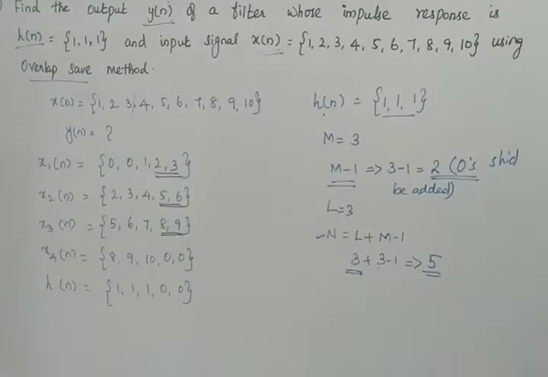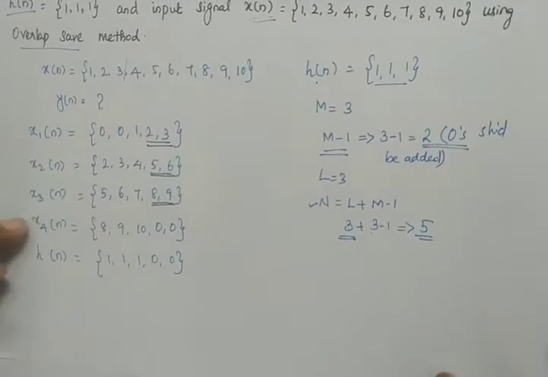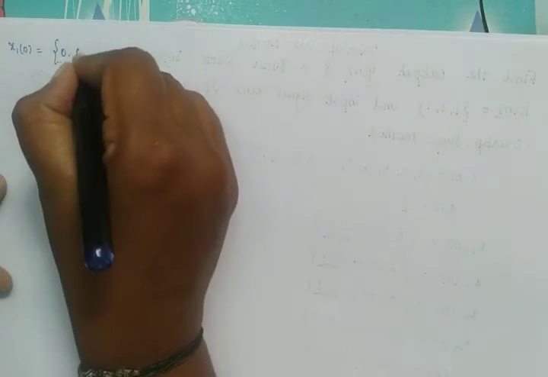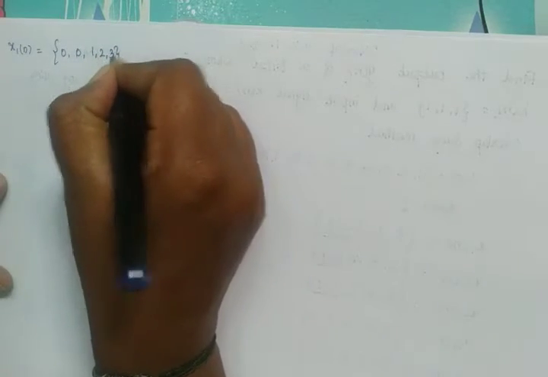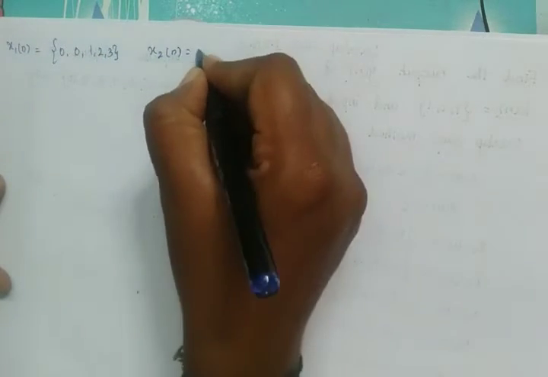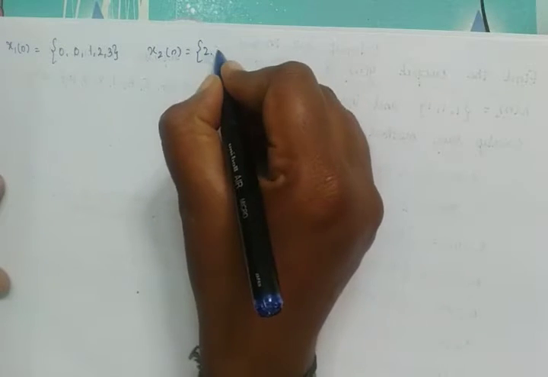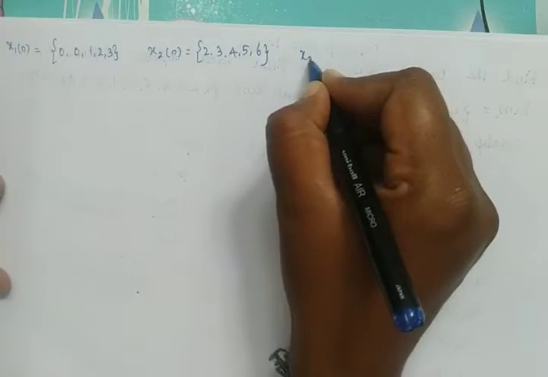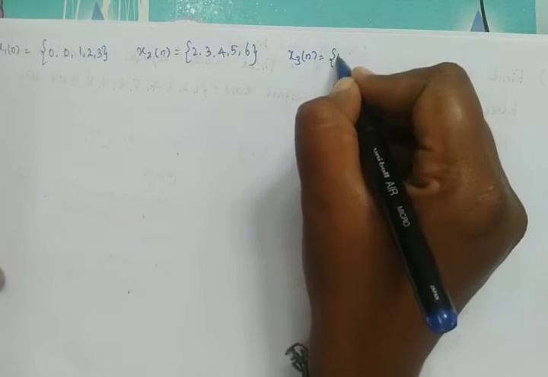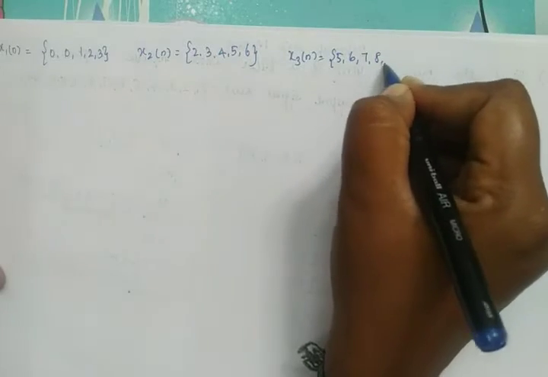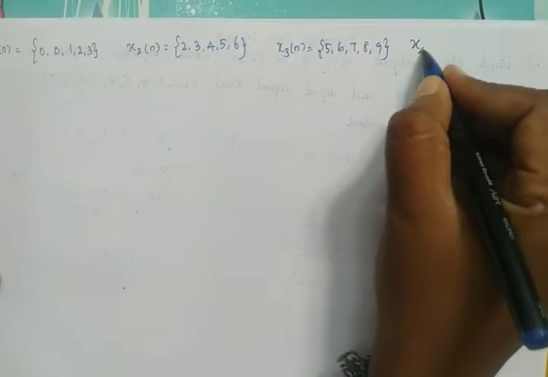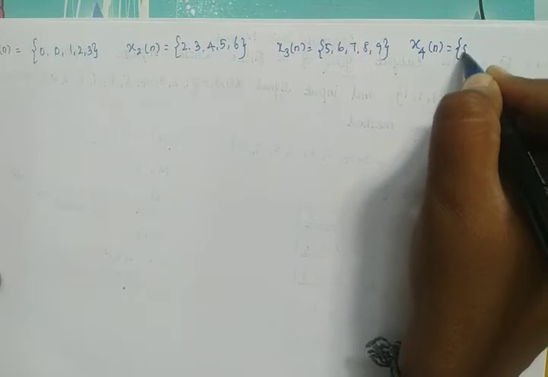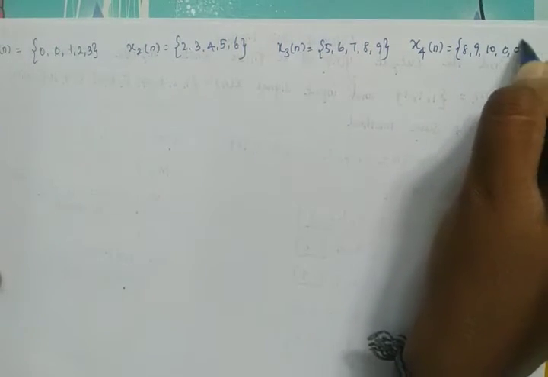Then the next one, let us write this x1, x2, x3, x4. That is x1 of n. What is x1 of n? It is equal to 0, 0, 1, 2, 3. And what is x2 of n? x2 of n is equal to 2, 3, 4, 5, 6. What is x3 of n? x3 of n is equal to 5, 6, 7, 8, 9. What is x4 of n? So x4 of n is equal to 8, 9, 10, 0, 0.